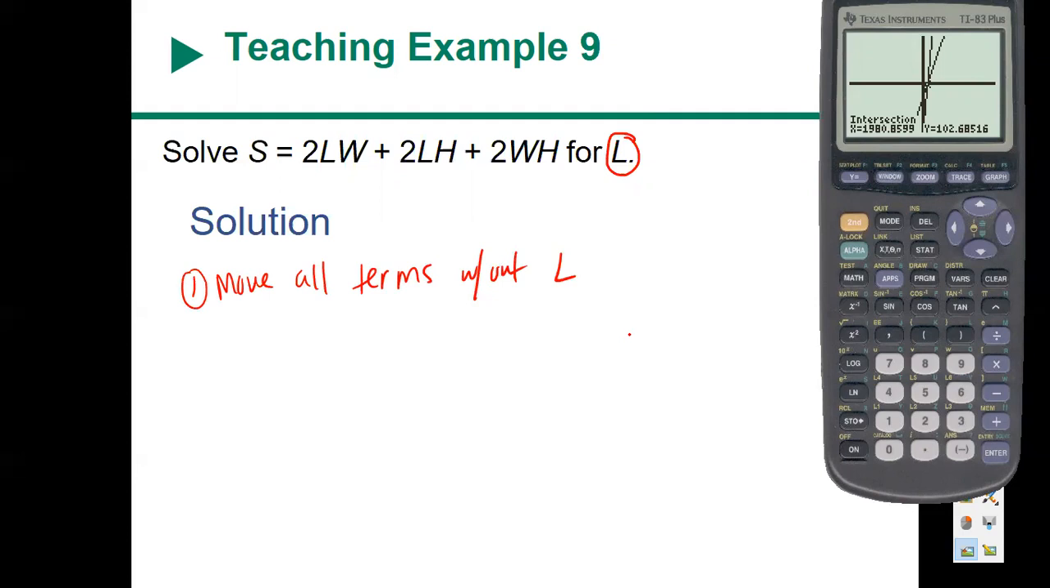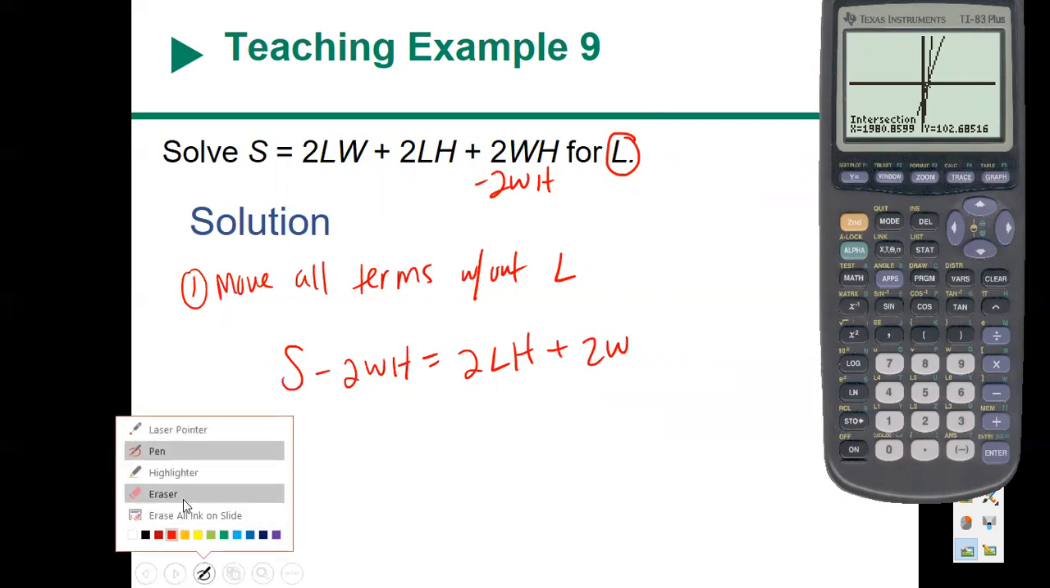So what terms do not have L? These two, 2WH. So how do I move it to the other side? Subtract. So I'm subtracting 2WH. That's going to leave me with S minus 2WH equals 2LH plus 2LW. And I don't know why I wrote it backwards.